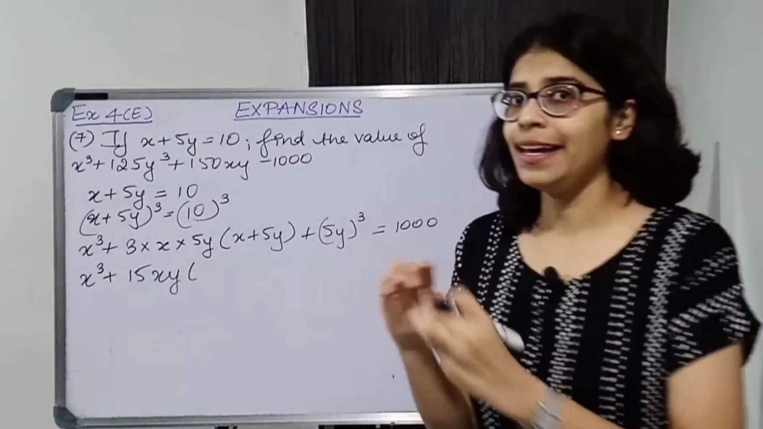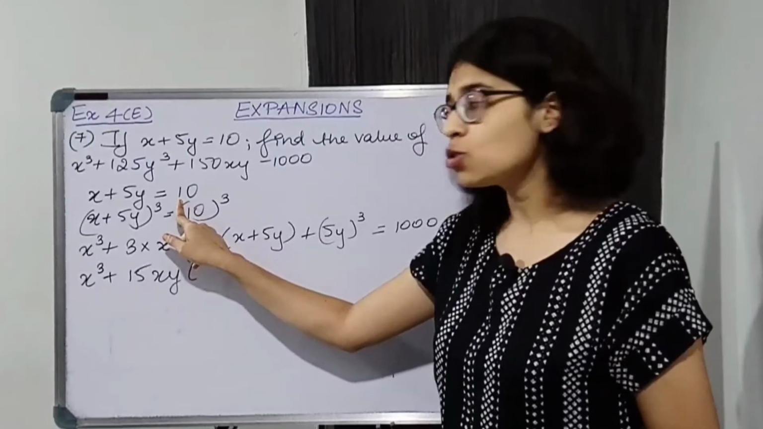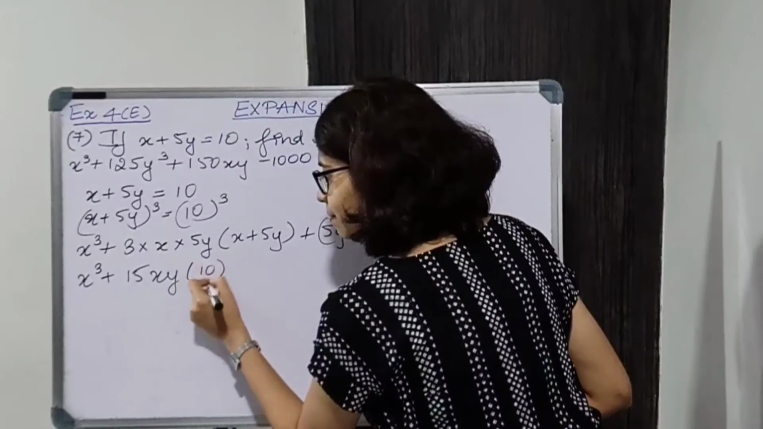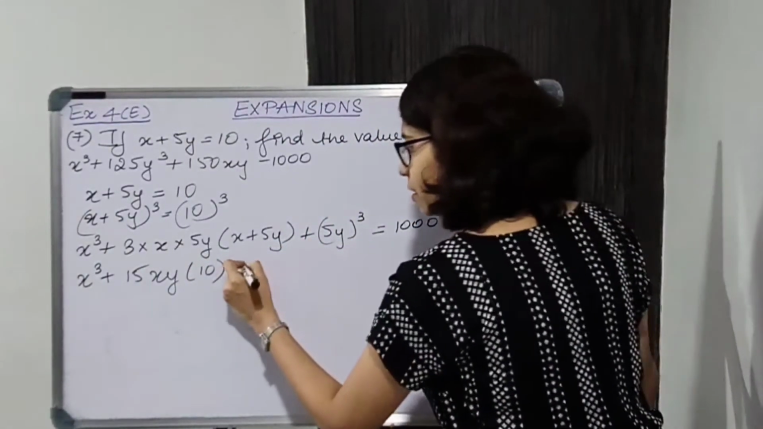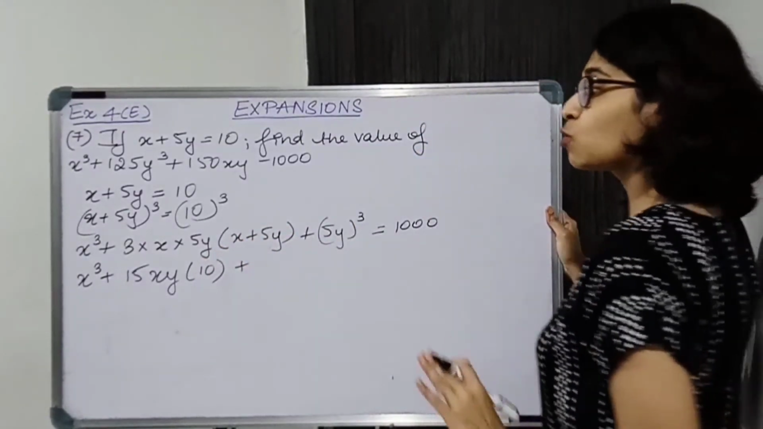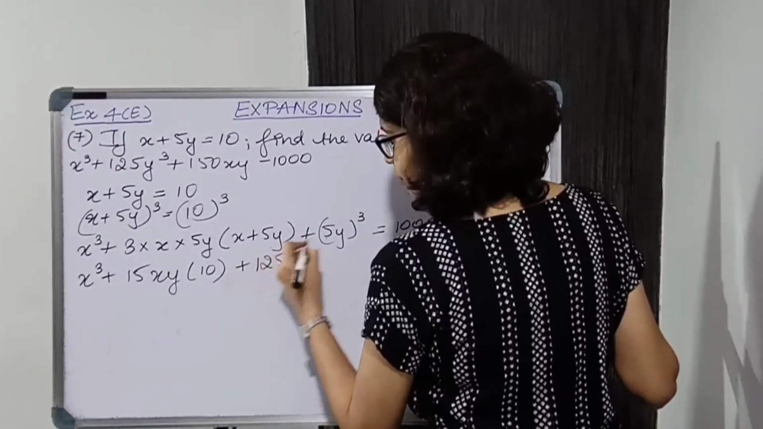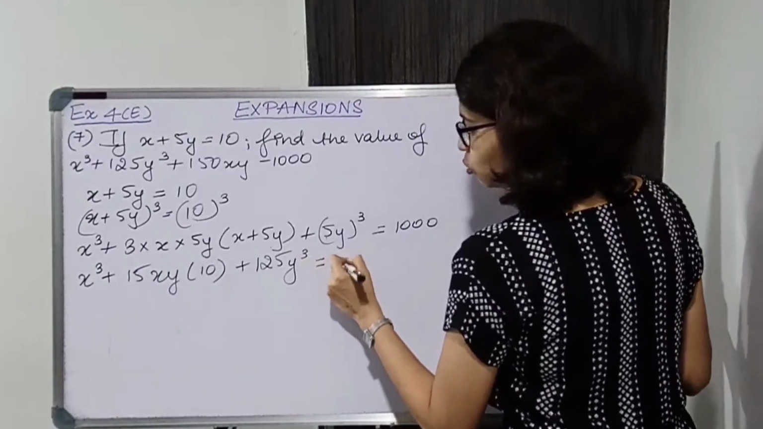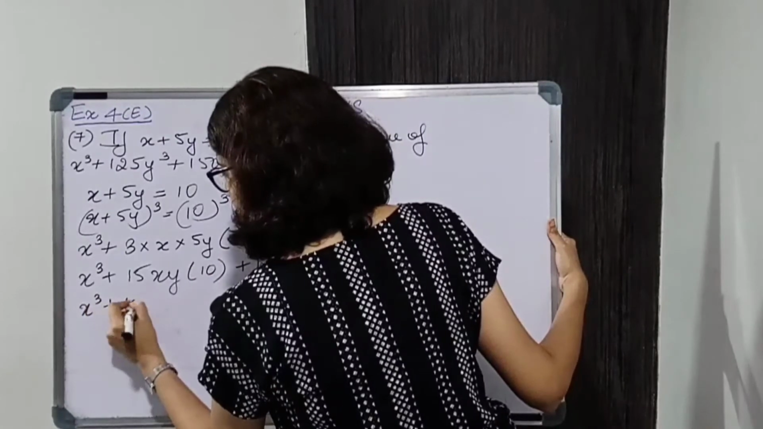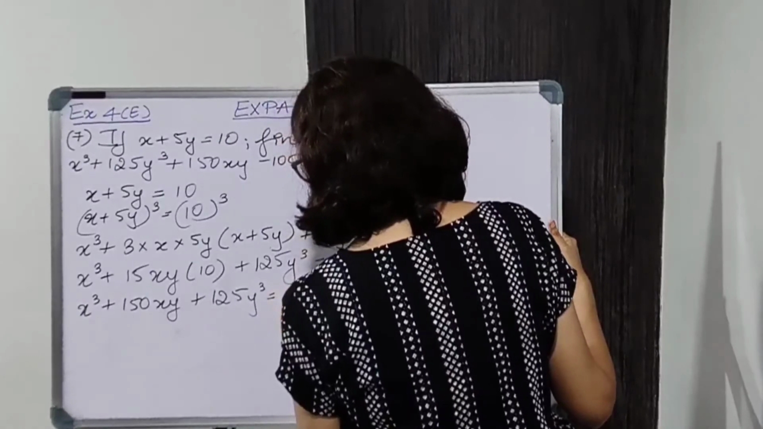Now over here, x plus 5y. x plus 5y is equal to 10. So I'll substitute 10 in place of x plus 5y. Okay, this is a very important step, students. If you forget this, then you will not get the answer. So make sure that you make the correct substitution. 5 cube is 125, y cube, is equal to 1000. So this gives x cube plus 150 xy plus 125 y cube is equal to 1000.